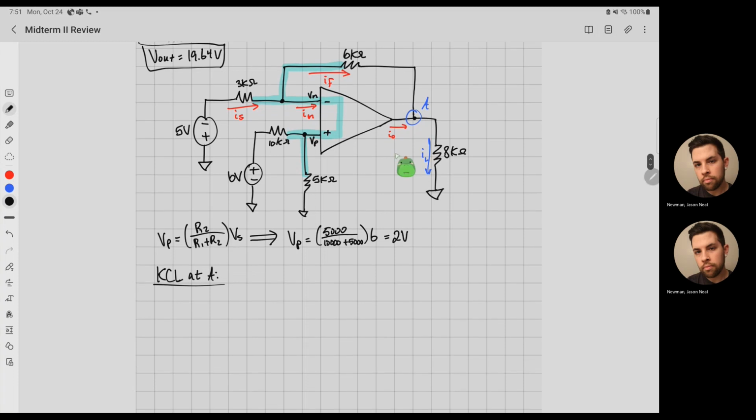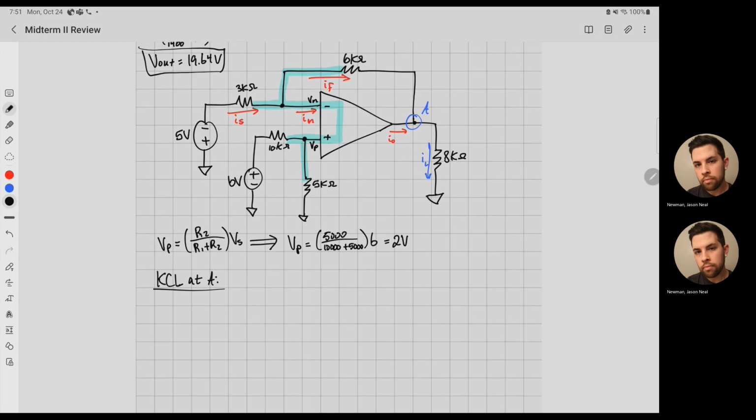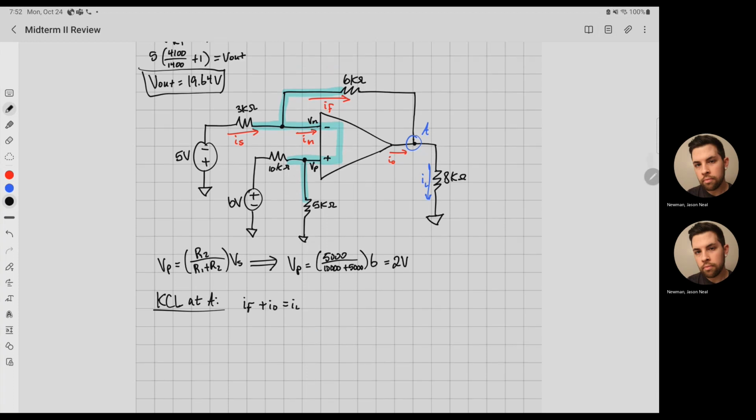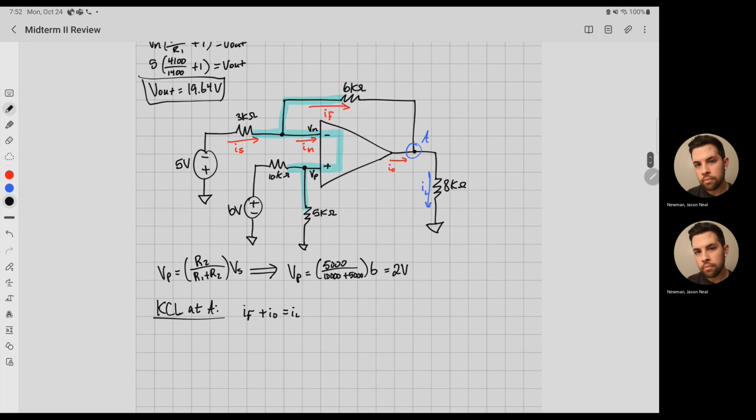So what do we have here? We have IF coming in. We have an IO coming in. We have an IL leaving, right? So let's write that out. We have IF plus IO equals IL, all right? So what is the current for... let's see, can we do it yet? I don't think we can do it there.